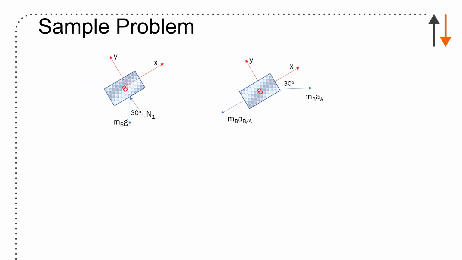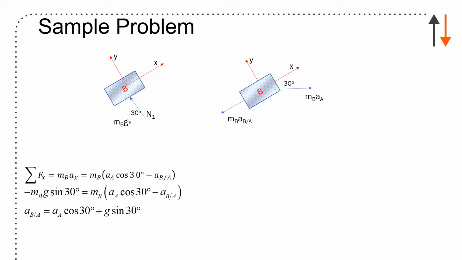I can substitute terms back in, do a lot of work. The sum of forces in X is mass times acceleration in X, which is m_B times (a_A cos 30 minus a_B/A). Put all the terms in, and I get the acceleration of B with respect to A is a_A cos 30 plus g sin 30. Okay, great.